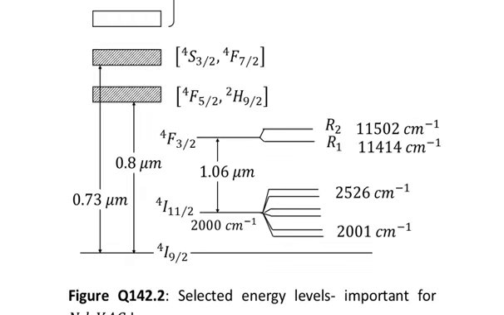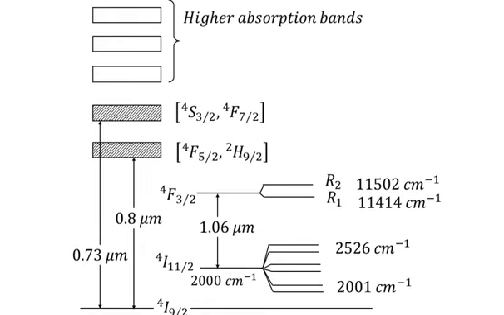So we are not talking about the other higher absorption bands, because these two bands will be enough, and these two bands will decay non-radiatively, and through a fast decaying process these will decay to the 4F3.5 level. So this 4F3.5 level will form an upper laser level for the case of the Nd-YAG laser.